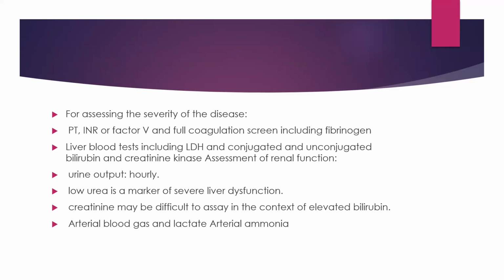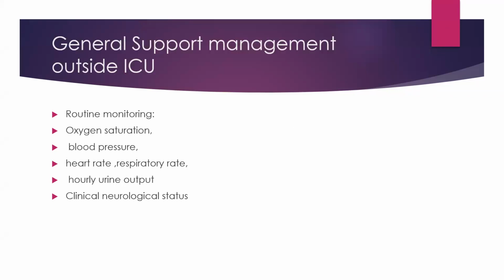Then the next investigation plan should be to assess the severity of the disease, like PT, INR, factor 5, full coagulation screen, including fibrinogen, liver blood test, including LDH, conjugated, unconjugated bilirubin, creatinine kinase, assessment of renal function, urine output. Low urea is the marker of severe liver dysfunction. Creatinine may be difficult to assess in the context of elevated bilirubin. Then ABG and the lactates and arterial.